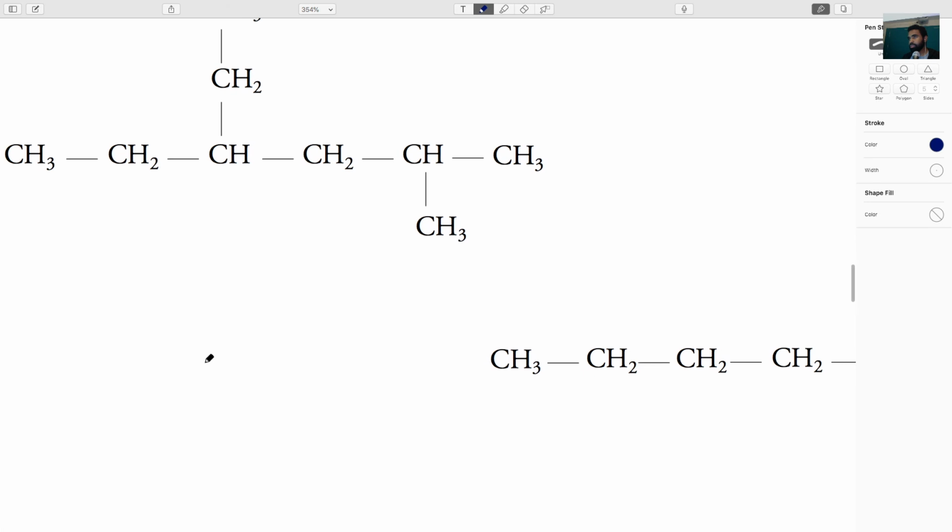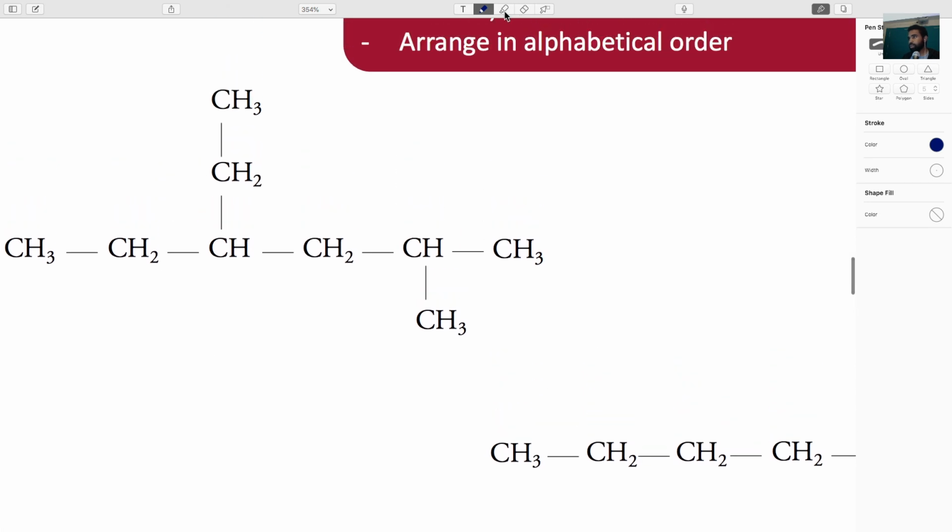Zoom in a bit. So here, first let's figure out what our parent chain is. If we go this way, we end up with 1, 2, 3, 4, 5, 6. And I think that's the longest. We could also go 1, 2, 3, 4, 5, 6, but it's the same thing. So let's just use this one since it's straight. And since it has 6 carbons, we can call it a hexane.